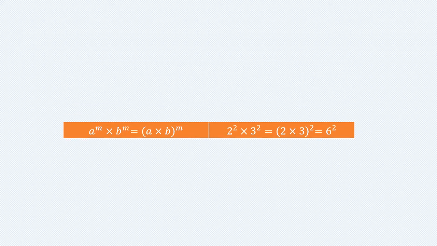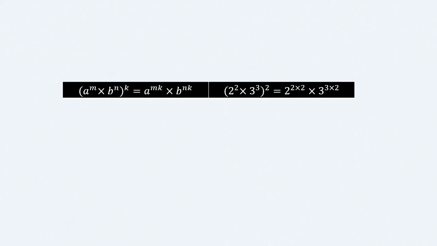Now the following rule, a to the power of m multiplied by b to the power of n all to the power k equals a to the power mk multiplied by b to the power nk. So if we have 2 squared multiplied by 3 cubed all squared, this is equal to 2 to the power of 2 times 2 multiplied by 3 to the power of 3 times 2.